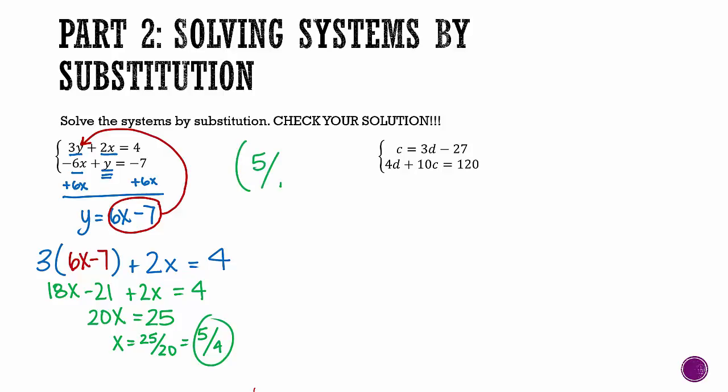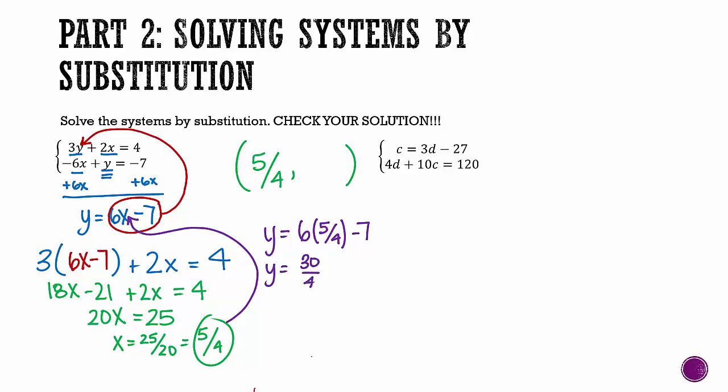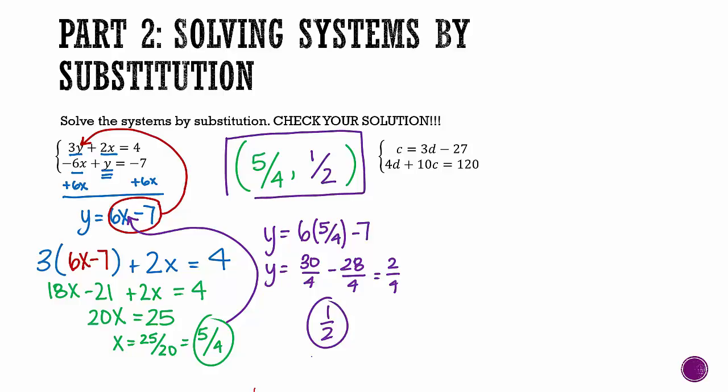Remember, you need two things here. So let's plug it back in somewhere to find our y. Now what I would do is I would plug it back into this guy right here, because y is already by itself. Y is 6 times 5/4 minus 7. So we get 30/4 minus 7. 7, we got to change to something divided by 4, which is 28/4. When you simplify that, you get 2/4, which is 1/2. So here is where those cross.